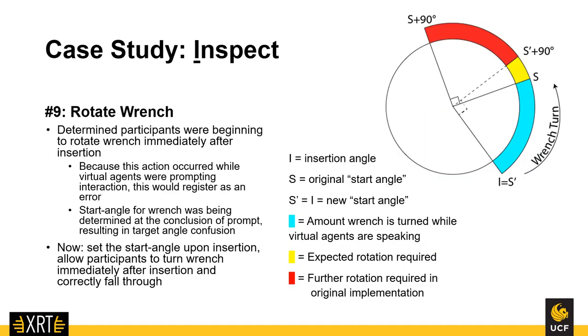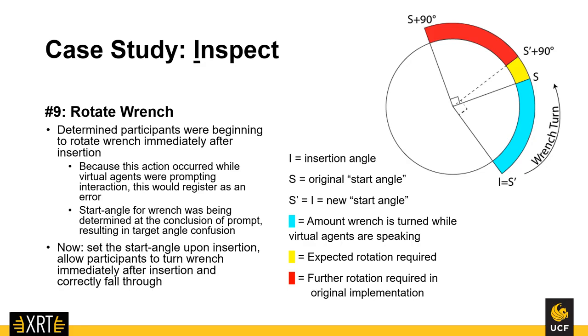The next one to inspect is subtask number 9, Rotating the Wrench. After inserting the wrench, the virtual agents would be talking, first to affirm that inserting the wrench was correct, then to introduce the next subtask, which was to turn the wrench 90 degrees. Generally, the mention of 90 degrees counterclockwise occurred before finishing the introduction, and the participant would immediately turn the wrench. This turn, however, wouldn't be registered by the system because it was determining that start angle at the conclusion of the introduction to the subtask.